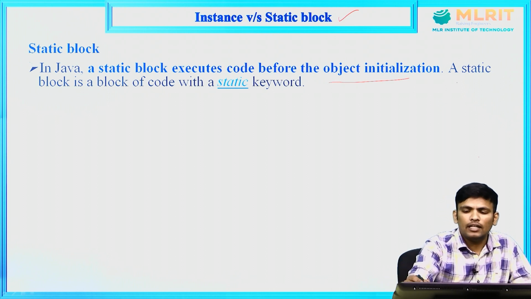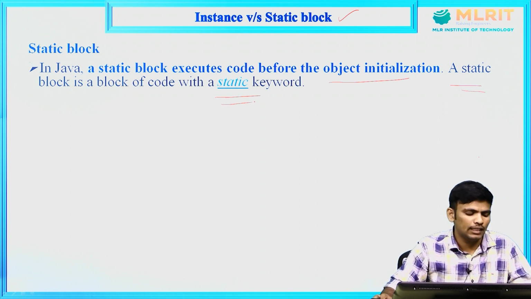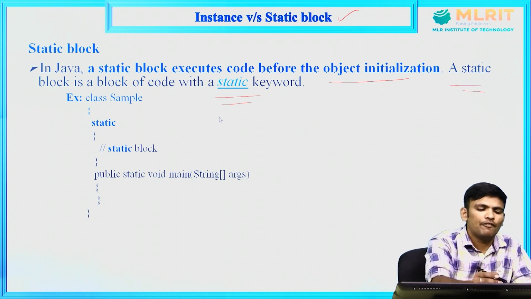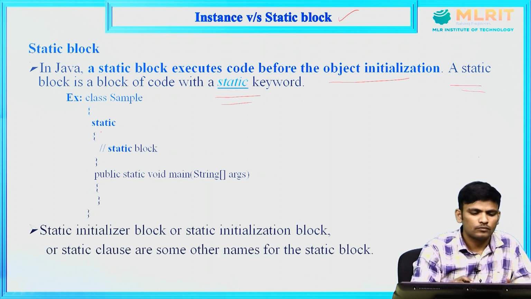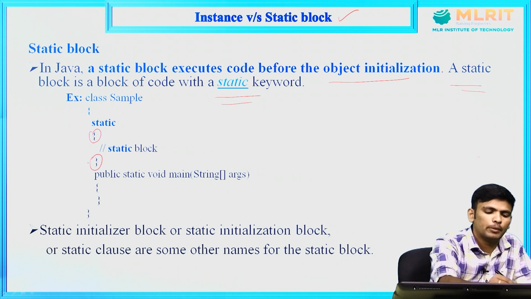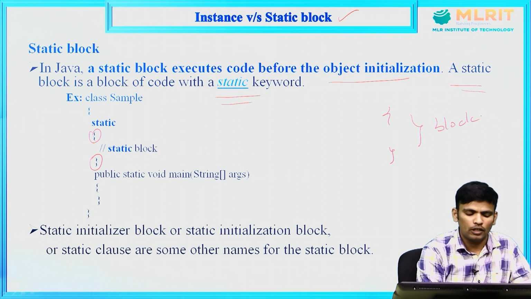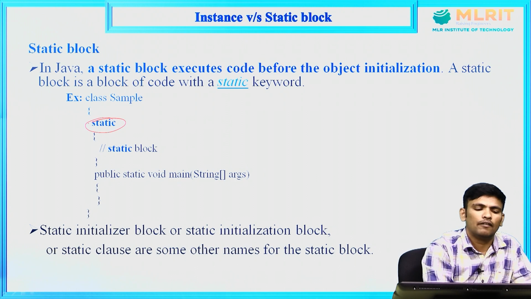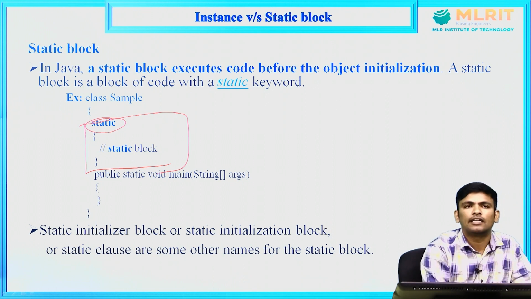A static block is any block declared with the static keyword. You can see here I have a class named Sample, and here I have a block: an open brace and a closed brace. As we know, an open brace and a closed brace collectively are called a block. Now this block is with the keyword static, so this entire block becomes a static block.